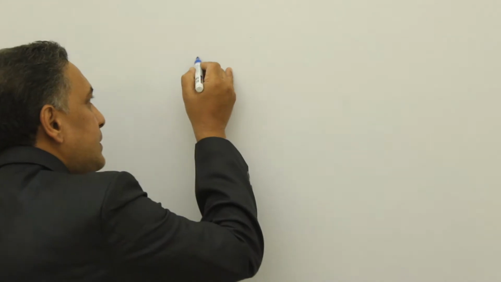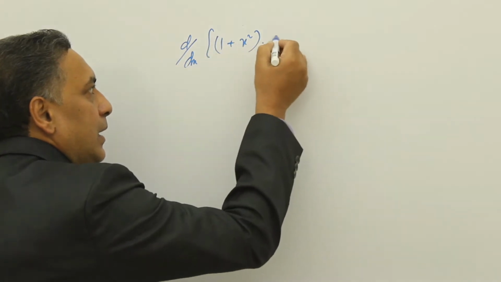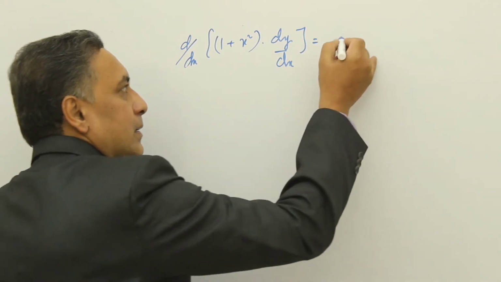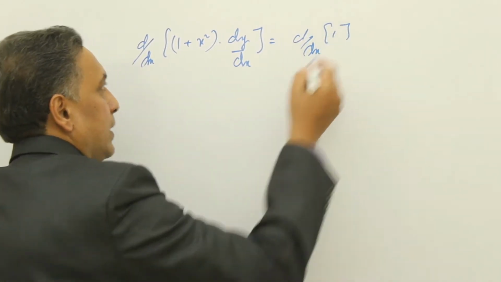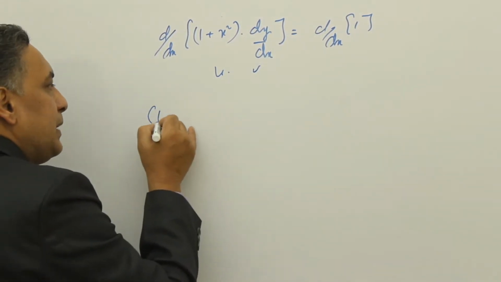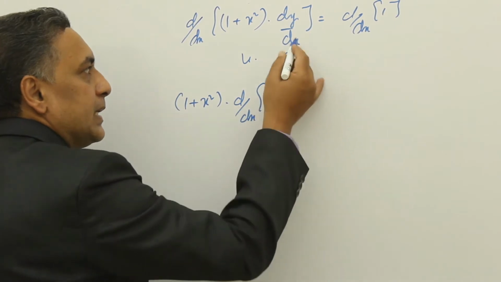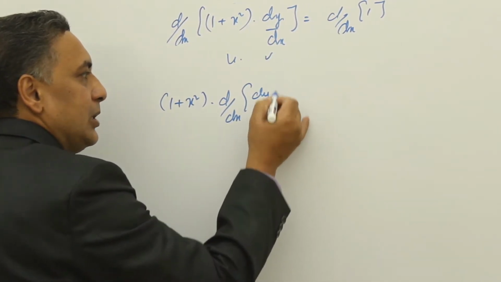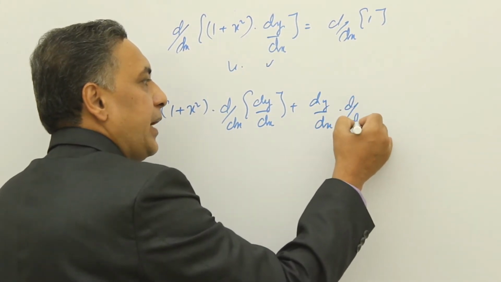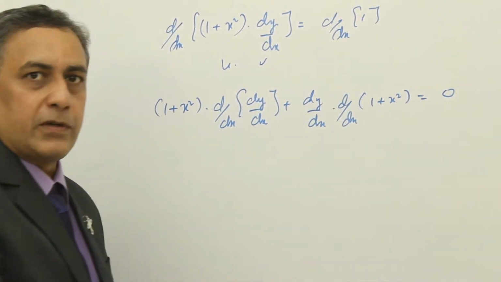So we'll be getting d by dx of 1 plus x square into dy by dx equals d by dx of 1. So this becomes like u into v. So we'll apply that product rule here. So keep the first function, keep u as it is, differentiate the v, that is d by dx of dy by dx, plus keep v, that is dy by dx, differentiate u, that is 1 plus x square, equal to 0, because differentiation of a constant is 0.